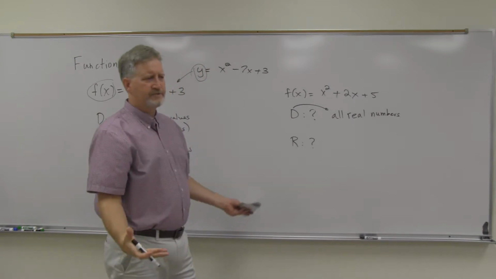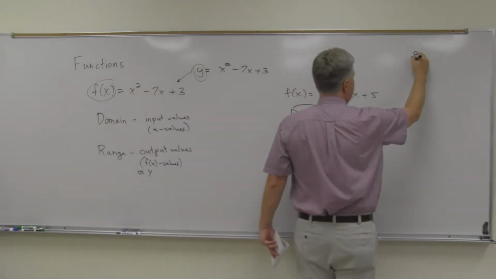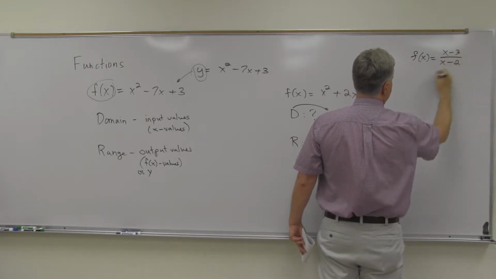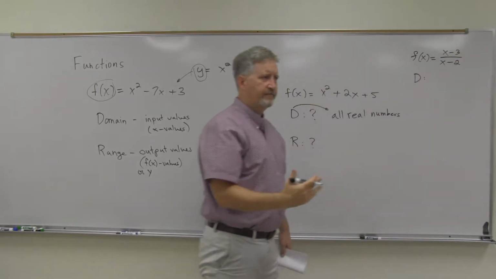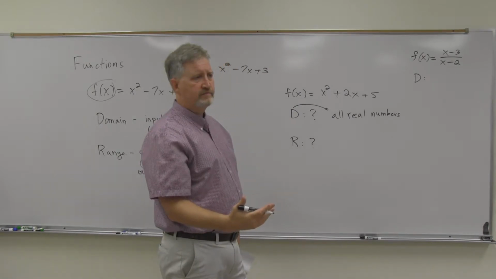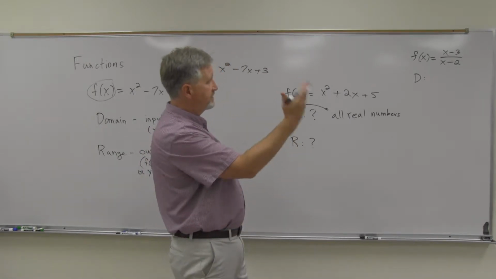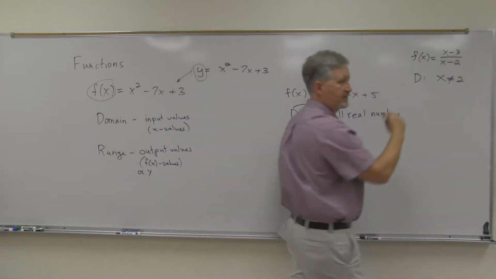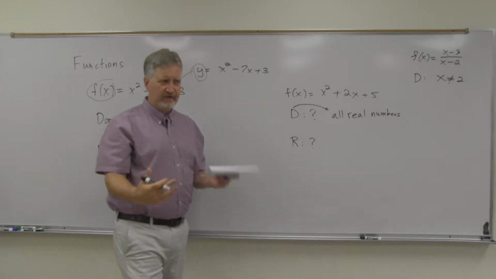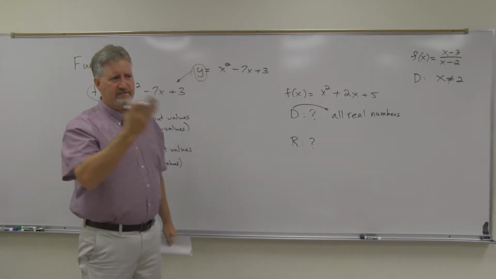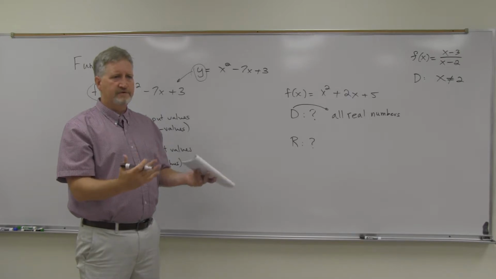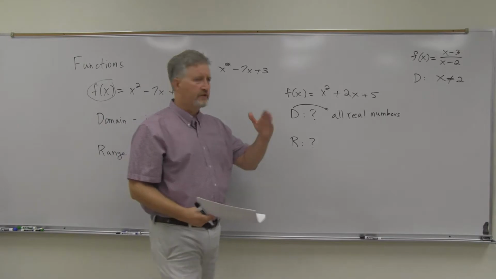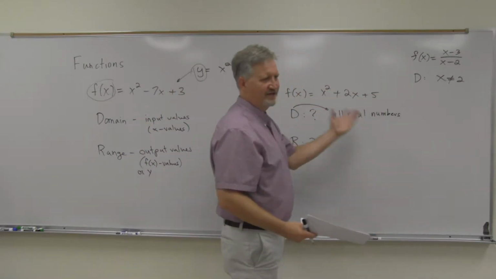Where you would have a restriction on your domain would be like f of x equals x minus 3 over x minus 2. There, your domain would be restricted because x can't be equal to 2, and that would make the denominator 0. If you have a square root, you may have some numbers you can't plug in because you get the square root of a negative number, things like that. You're looking for a restriction. This has no restriction. You can plug in any x there.